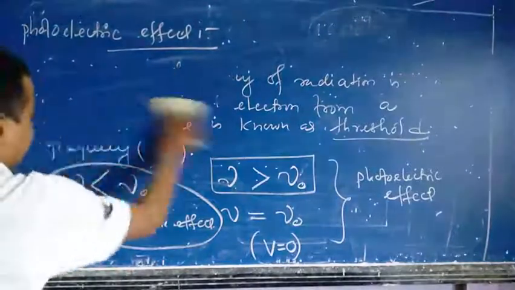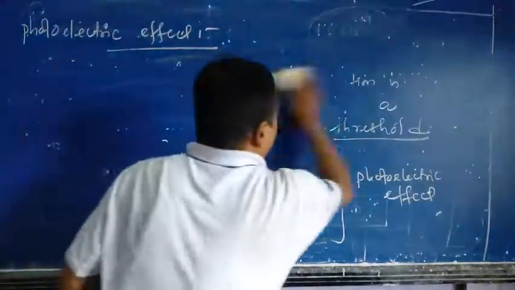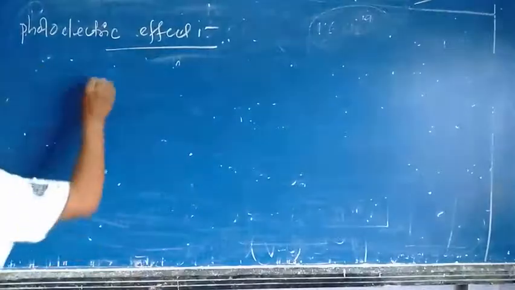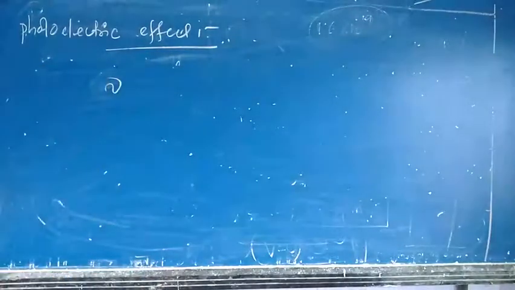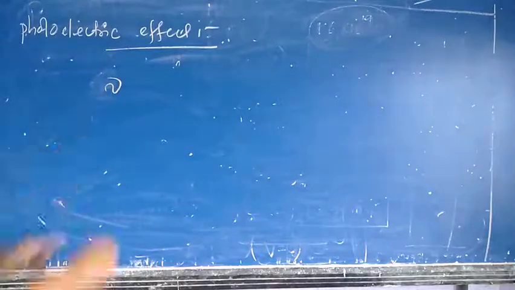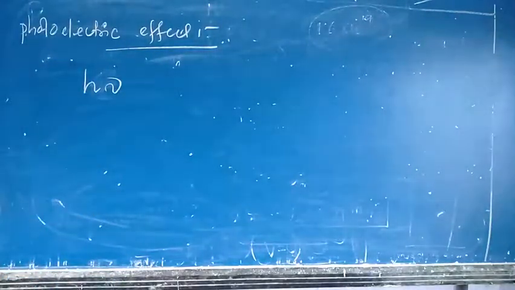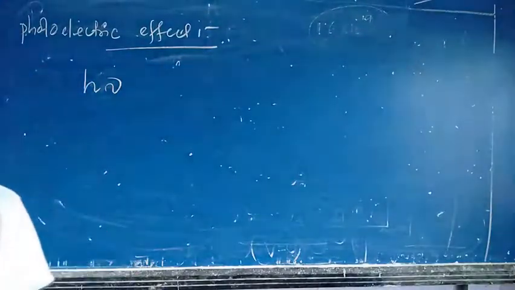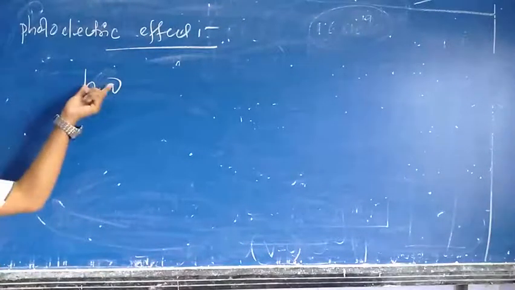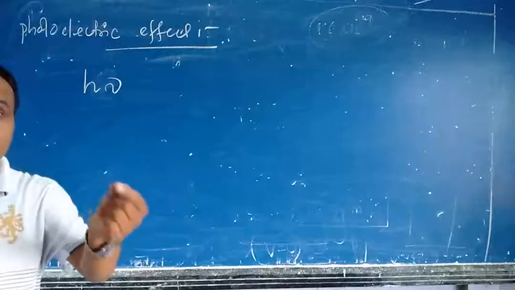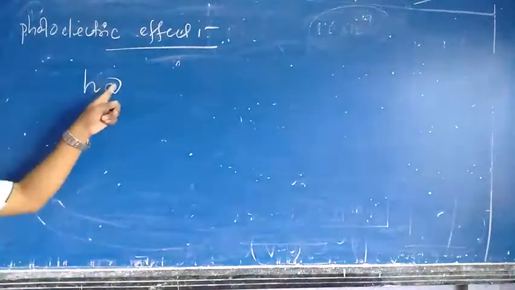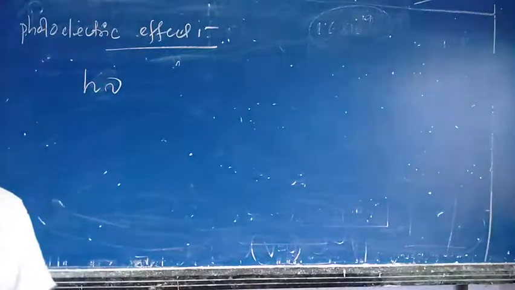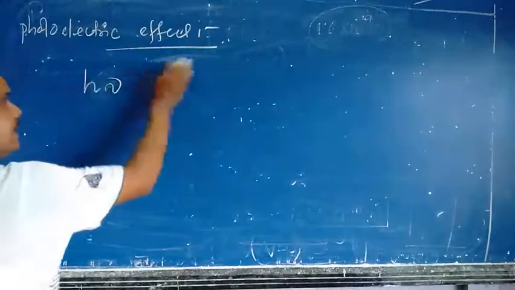So now suppose nu is the frequency of incident radiation. Nu को हम लोग h से multiply कर देंगे, तो ये क्या हो गया? h nu means energy of a quantum of radiation according to Planck's quantum theory. So h nu represents the energy of incident radiation. Nu frequency of incident radiation, then h nu energy of the incident radiation.